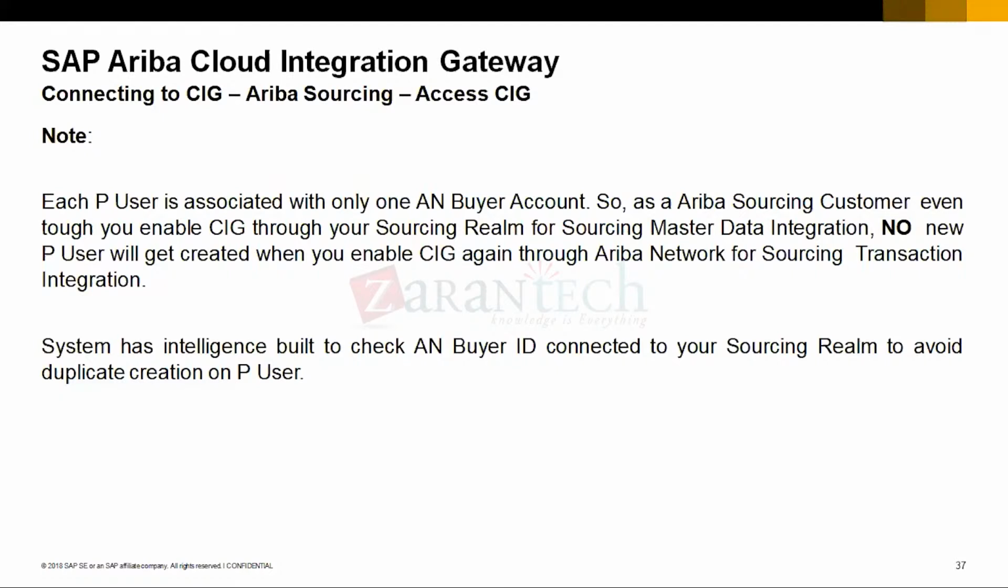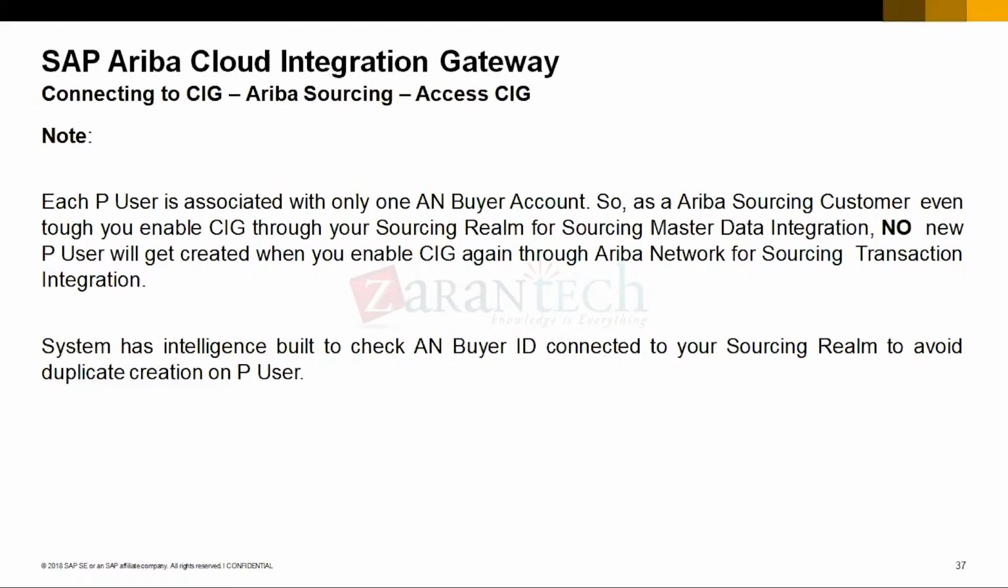So whatever the AN ID is, for which you enable this CIG, that will be for the entire AN ID. So if your AN ID is the same, definitely in that case you are not going to receive any kind of new P user ID. But in some cases, if you have a different AN ID, generally it's not a common thing, or even possible as well. But in some exceptional cases, if you have two different AN IDs, then you may receive a different P user ID. Otherwise, for a single AN ID, you will have a single P user ID.